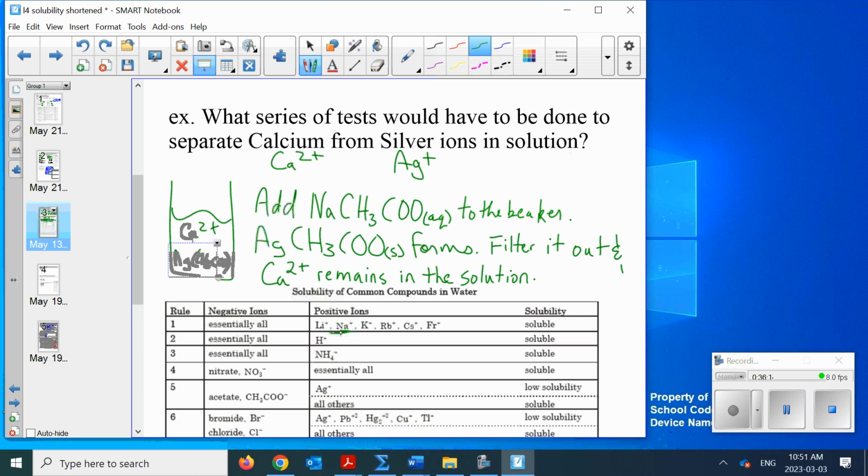So you see this, and I'll put solid right here. I shouldn't have put a bracket around it. We filter that out. It takes out the silver compound, and the calcium will be dripping through. You can separate it. You could do something else to capture the calcium.